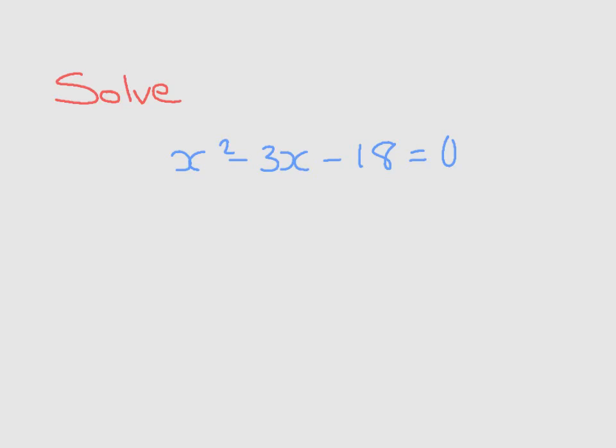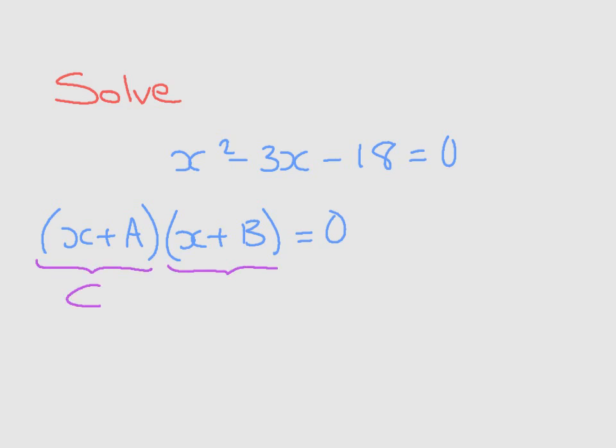To solve this quadratic equation, we're going to use the method of factorization. And the idea is to rewrite this quadratic equation as (x + a)(x + b) = 0. The logic behind it is the following. If I look at this first parentheses and call that capital C, and the second one capital D for a minute.